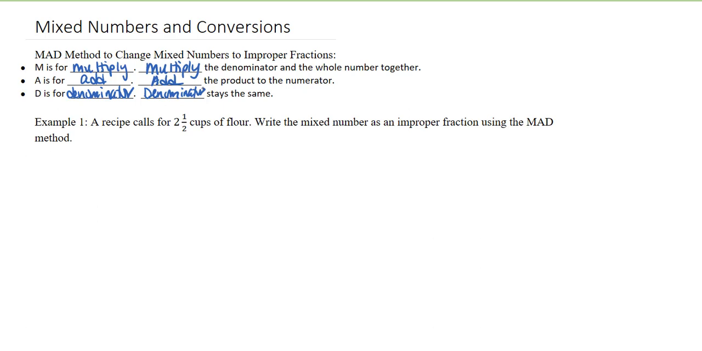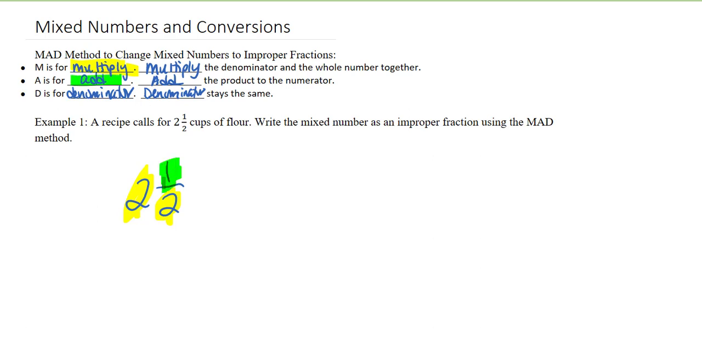So let's look at this. The recipe calls for 2 1/2 cups of flour. We're going to write the mixed number as an improper fraction using the MAD method. So the first step is to multiply. I'm going to go back up here. So this is to multiply. So 2 times 2 is 4, right? And then we're going to go ahead and add.